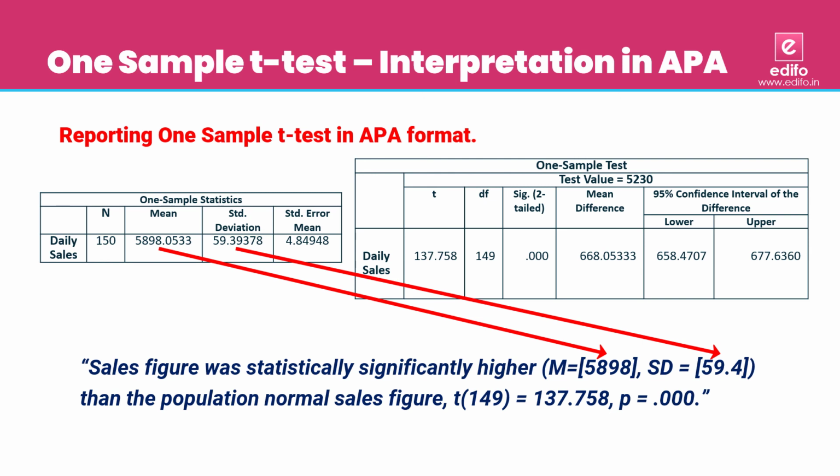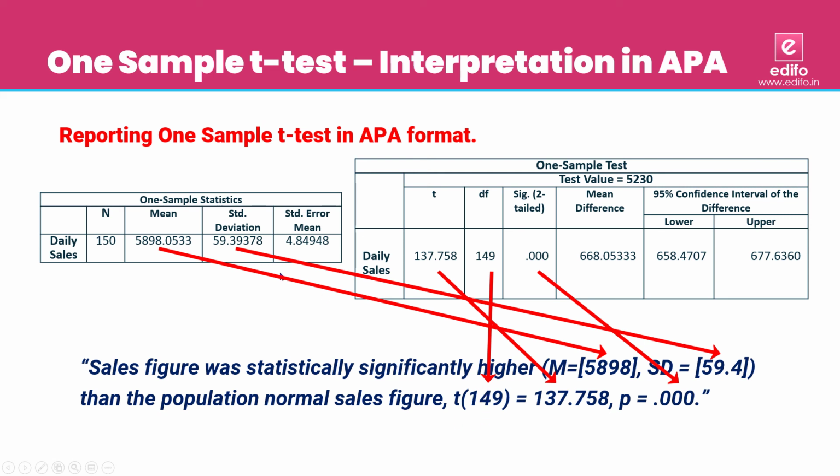t, within brackets degree of freedom, equal to the t value 137.758, comma, p equal to 0.000. So sales figures are statistically significantly higher. How can we get it? Because this mean is higher than this mean. So we can say statistically significantly higher. Within brackets, this M is the mean value of the sample, and standard deviation 59.4. The population normal sales figure is the population hypothesized mean.